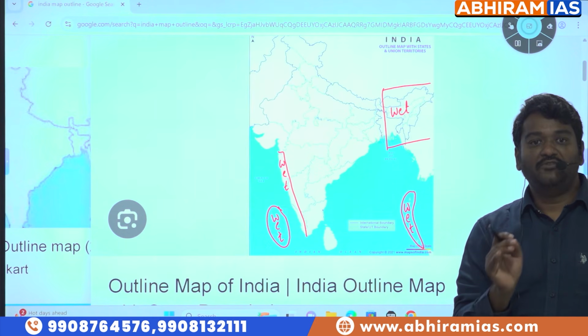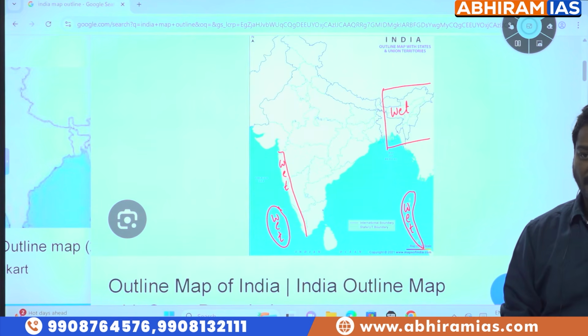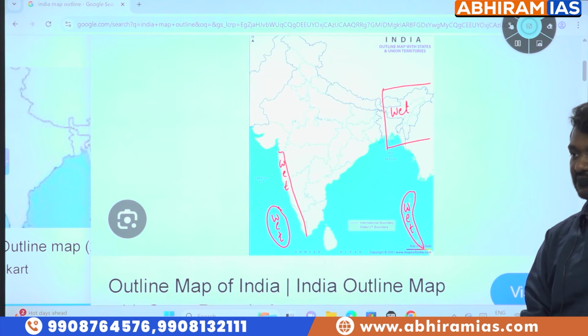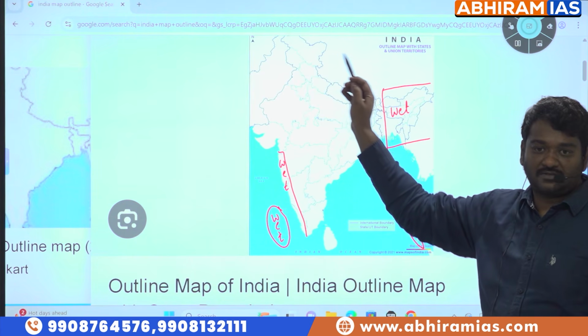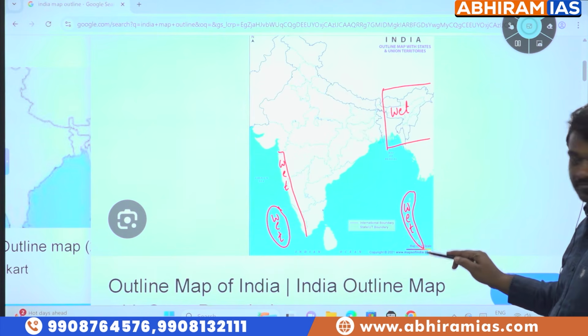Now question, in which of the following areas is tropical evergreen forest not there? Andaman and Nicobar, Western Ghats, Western Himalayas, Eastern Himalayas. You will not have it in the Western Himalayas. Okay, so that is first, wet regions.